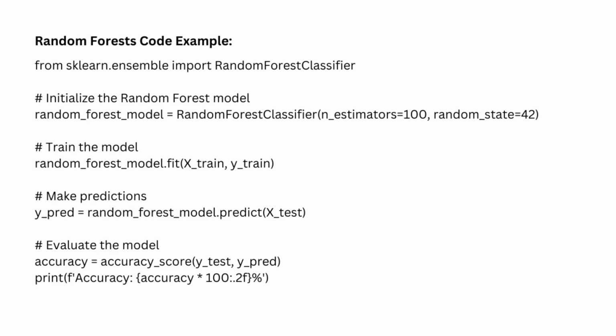Code example. Explanation of code. 1. Model initialization. A random forest classifier is initialized with 100 trees. 2. Model training. The random forest model is trained on the training data. 3. Making predictions. Predictions are made on the test data. 4. Model evaluation. The accuracy of the model is calculated and printed.